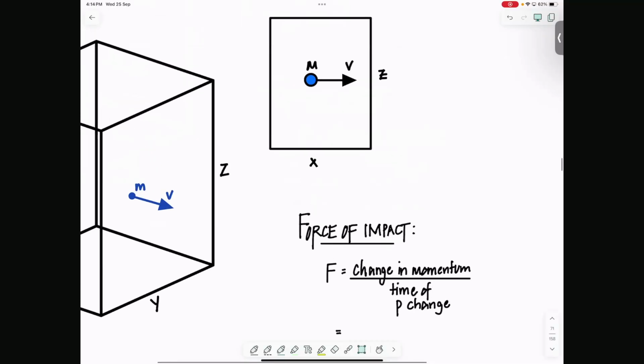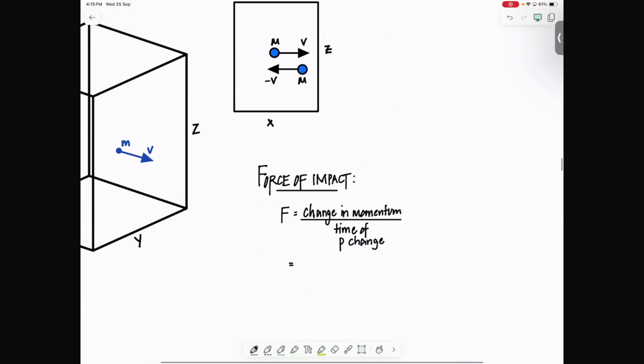So let's try to see. The particle here is going to go the other way. And as the particle goes the other way, the mass is still going to be the same. The velocity will still be the same, with one exception though. What is it? Minus, right? So the velocity is going to be minus. So based on this information, can you tell me what the formula for change in momentum should be?